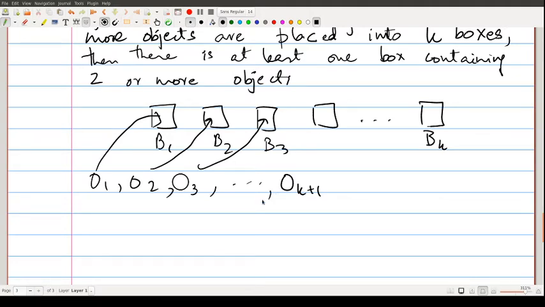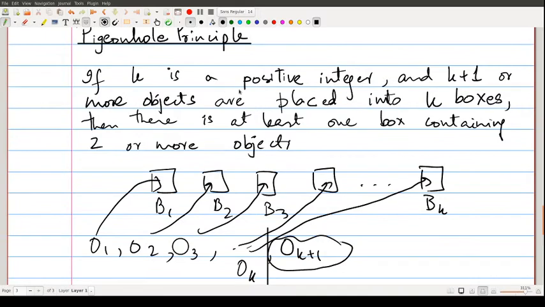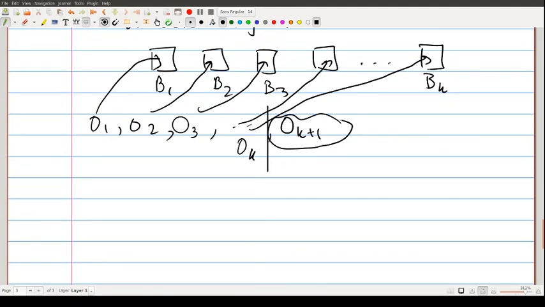And that's pretty obvious, right? Because if you want to avoid putting two or more objects in a box, then you're fine up until object k, because you can place all of them in different boxes. But as soon as you reach the k plus 1 object, you have no other choice but to put it in a box which already contains an object. So once you've reached the same number of objects as boxes, the next object has to be placed in a box that already contains one. So if k plus 1 or more objects are placed into k boxes, then this statement holds. Is that clear?